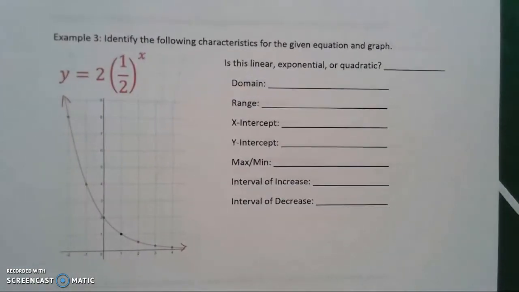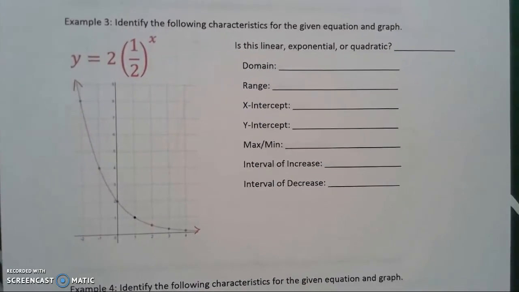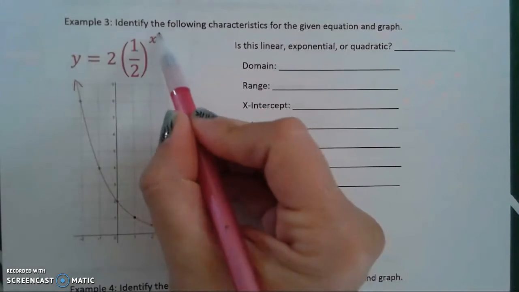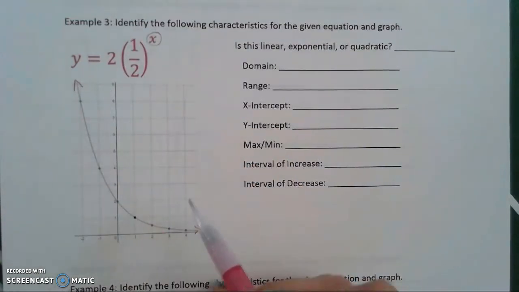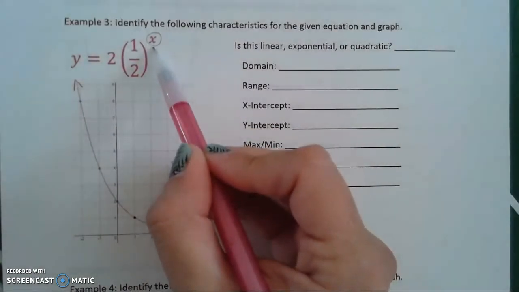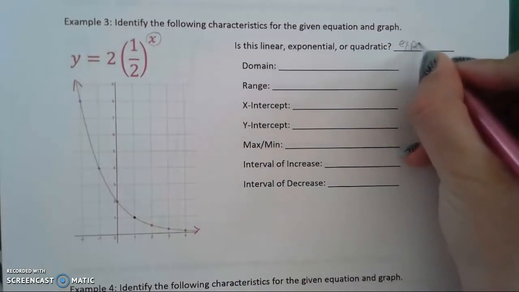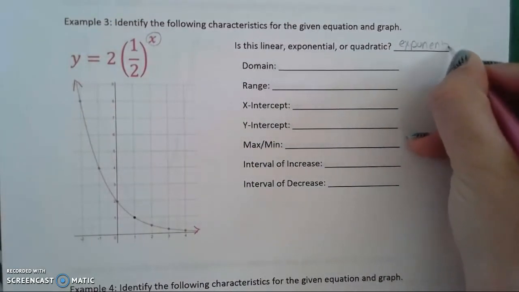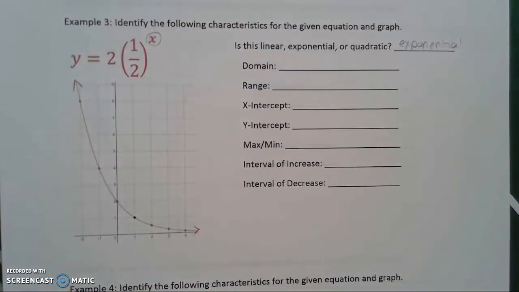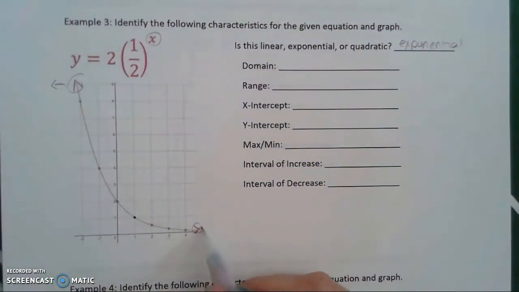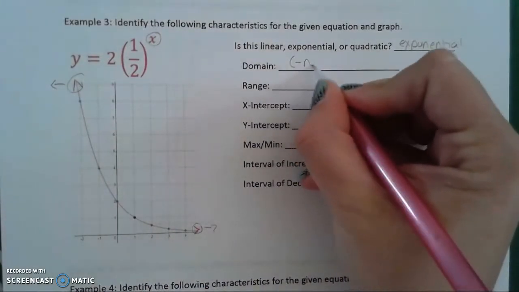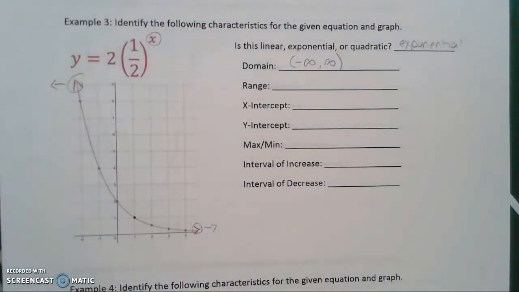So we're doing the exact same characteristics, except this time we're looking at a different type of equation. So first let's identify what kind of equation this is. Well, look where your exponent is. Okay? Or look at your type of graph. You'll notice this is a curved line and your exponent is your variable. So that means this is exponential. Okay? So let's talk about domain. Domain is left and right. Well, look at the left side. This is going to go forever left. This is also going to go forever right. So the domain of this is negative infinity to positive infinity.